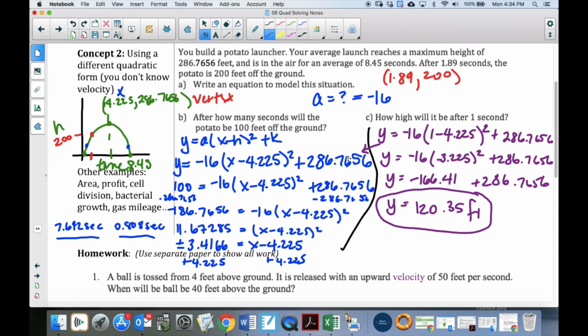Okay, so when I plug into this formula and I plug in a 1 for 1 second, I work this out. And I'm showing a lot of steps here, but some of you just put this straight into the calculator, and that's fine too. Do at least show me your first step, but then if all of this is just calculator work, you don't have to show all that if you don't want to. I just like to do it because it shows you what I'm doing. So when I do that and I add all that together, I get 120.35 feet.